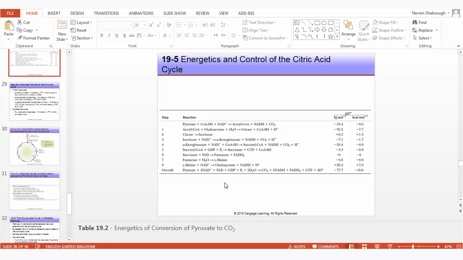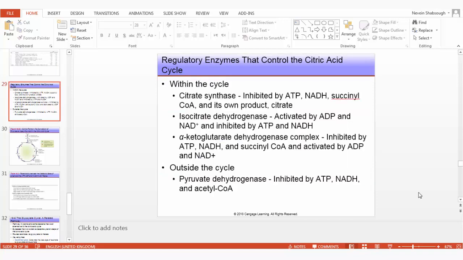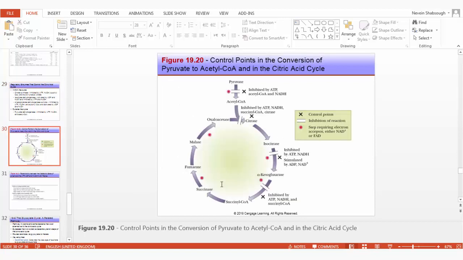Now, the control of the citric acid cycle will be exercised at three points or 3 reactions: citrate to isocitrate, isocitrate to alpha ketoglutarate, and then alpha ketoglutarate to succinyl-CoA. Also, we have control prior to the cycle. So let's start with the regulatory enzymes that control the citric acid cycle. We have 3 within the cycle, as I said, and 1 outside the cycle. The next figure shows us the control points in the conversion of pyruvate to acetyl-CoA, and then within the citric acid cycle.